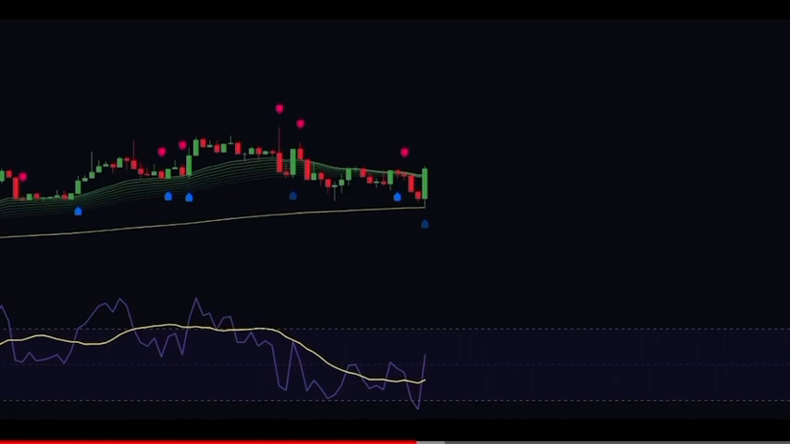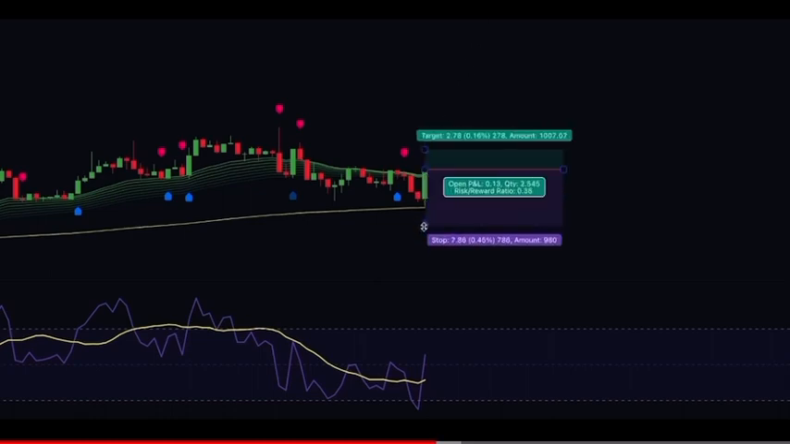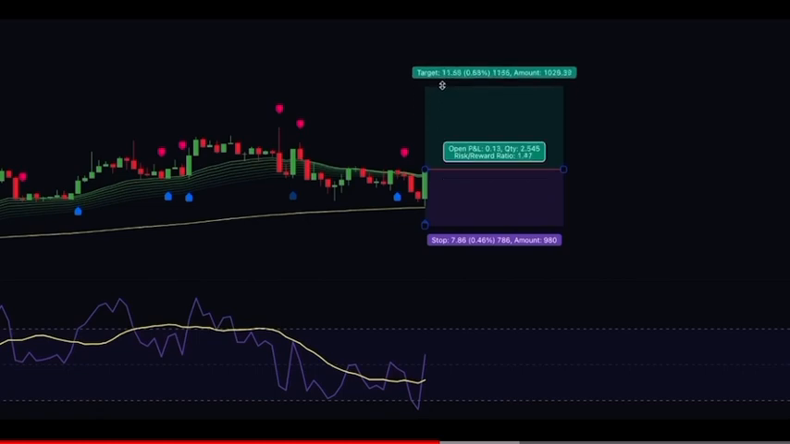The machine learning strategy must then print a blue label. Lastly, the RSI must be oversold prior to the buy signal. As soon as these conditions are met, you can open a long trade. Set the stop loss below the recent swing low. Target 2 times the risk. Once you have made a quarter of the profit, adjust the stop loss to the break-even price.